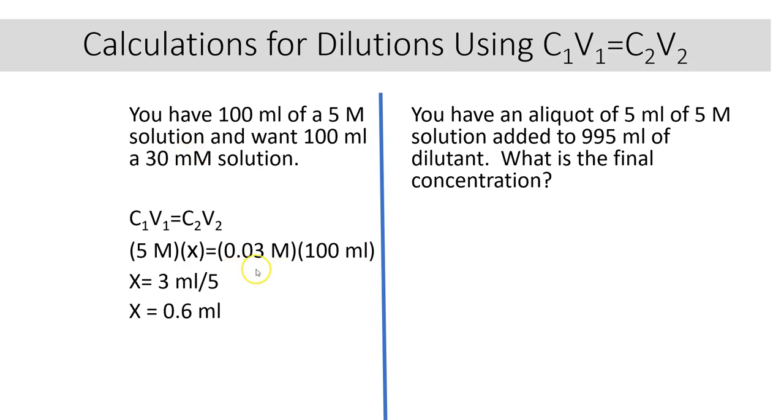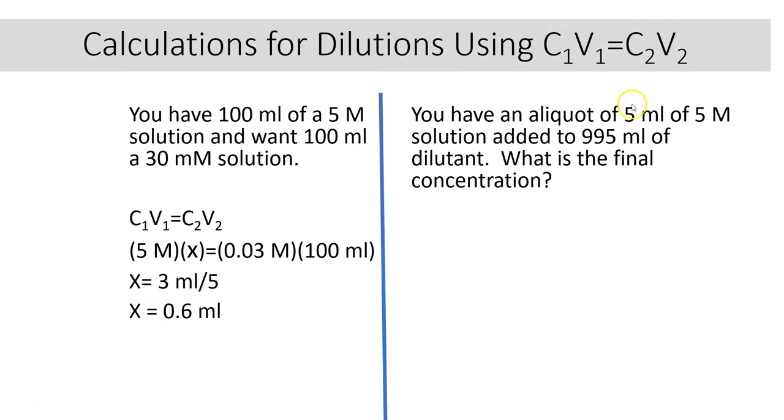In my case, I chose to convert from millimolar into molar. So I got 0.03. And I multiplied this number with the final volume, which is the total volume of dilution that I prepared. So I prepared 100 ml of the 30 millimolar solution. So you would express your equation just like this, and then you would solve it out. When I solve it out, I get 0.6 ml of X.